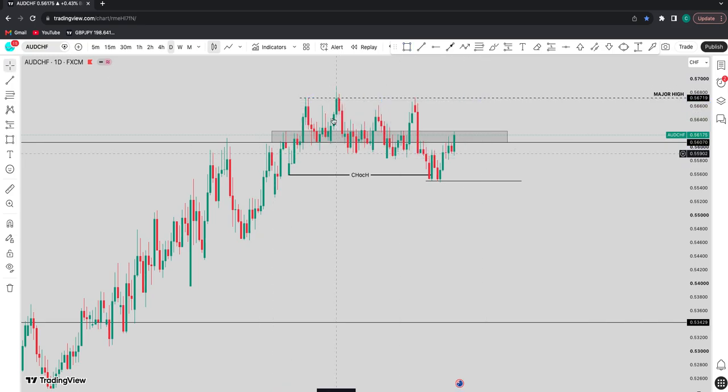This was the range market telling us that the market could not push further to the upside. So how did we get this one?